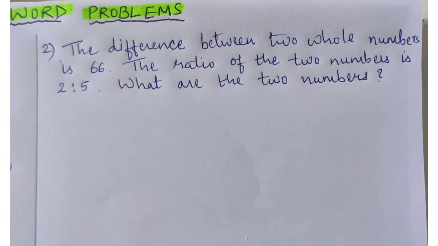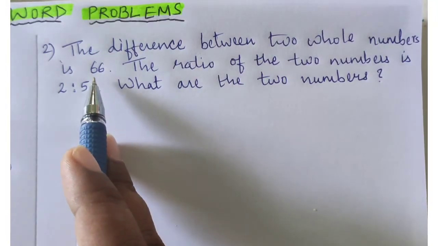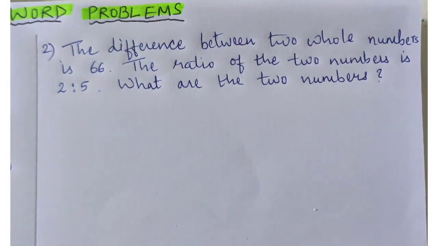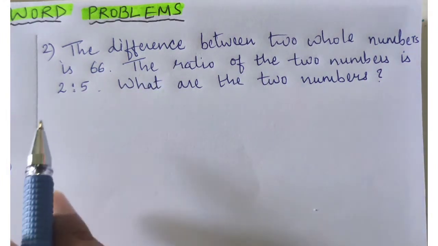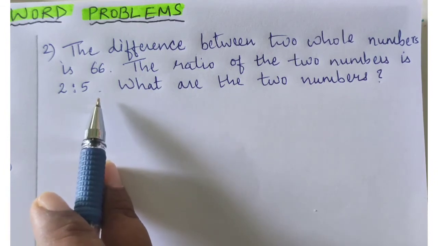Now this is slightly different from the previous problem we have solved. Now what is given here? The difference between the two whole numbers. What are whole numbers? I'm sure all of you know that the whole numbers begin from 0, 1, 2, 3 and so on. It continues. So we have two whole numbers. When they are subtracted, the answer should be 66. Now the other condition given in the problem is the ratio of the two numbers, that is 2:5.